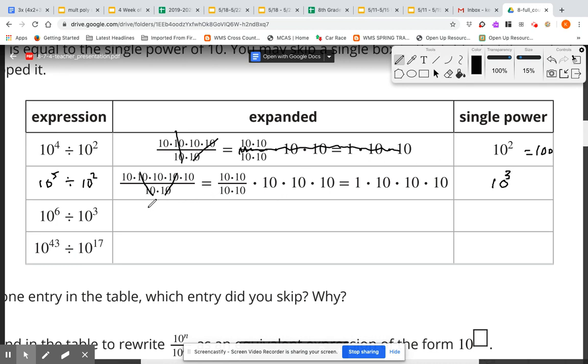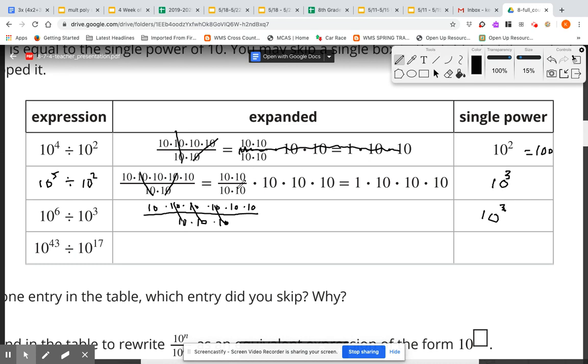This one is 10 to the sixth, so I can write that as 10 times 10 times 10 times 10 times 10 times 10. And it's being divided by, so I put it over 10 to the third, which is 10 times 10 times 10. And now, guys, I can cancel again. See you later to you, and to you, and to you. I am left with 10 times 10 times 10 in the numerator, which we know is 1,000. And 1,000 can be written as 10 to the third.